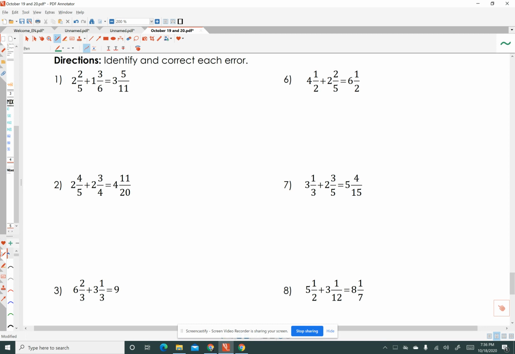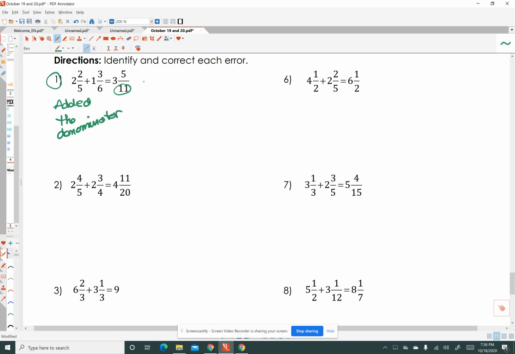Okay, I hope you tried these on your own. Let's look at what they did here. 2 2/5, number 1, plus 1 3/6. Look at this answer. What did they do wrong? They added the denominator, not the right move. That's what they did wrong.